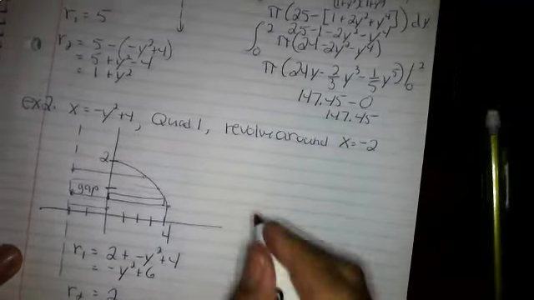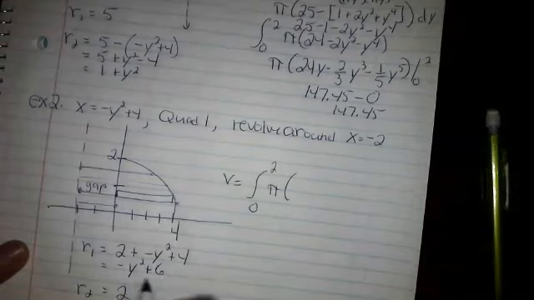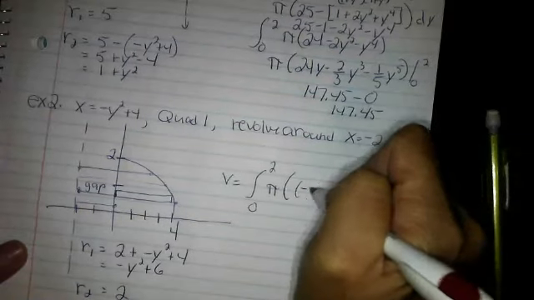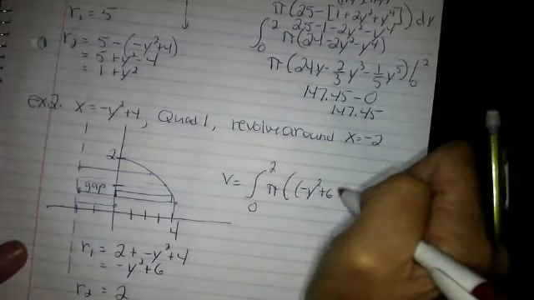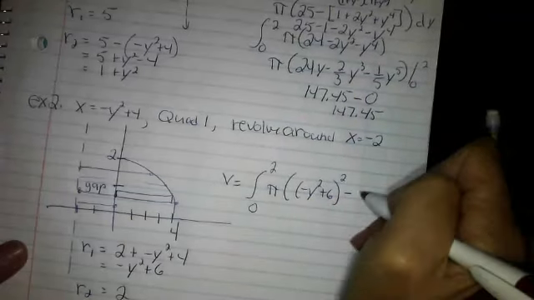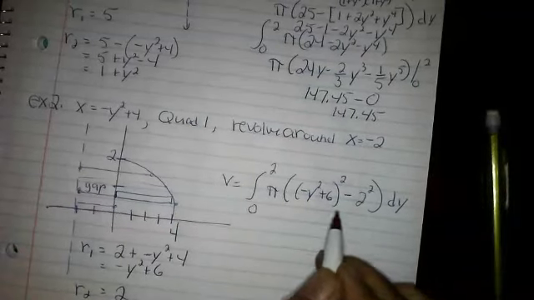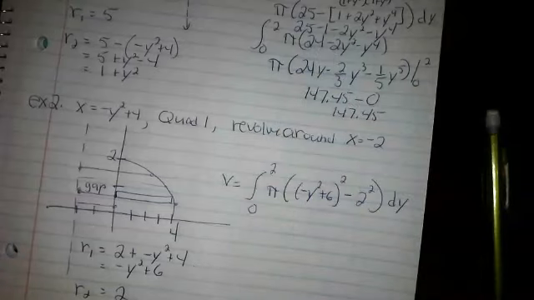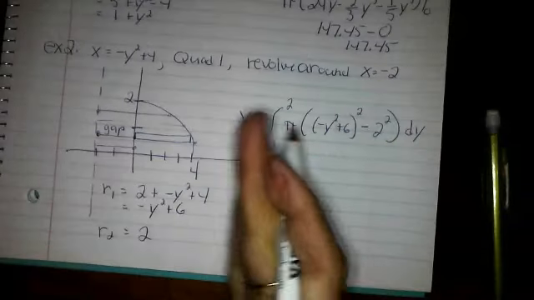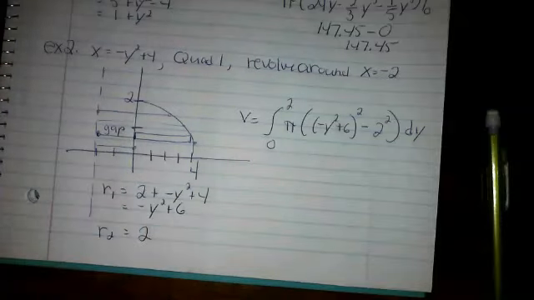And to get the volume now, we're just going to set it up and leave it. We're going to be going 0 to 2. Pi. R1 is this quantity. So negative y squared plus 6, or 6 minus y squared, and you have to square it, minus R2 squared dy. So the algebra is in calculus is very much like number 1, so I'm not going to take the time to do that. But I did want you to have an example where the axis was on a vertical and on each side of the region.